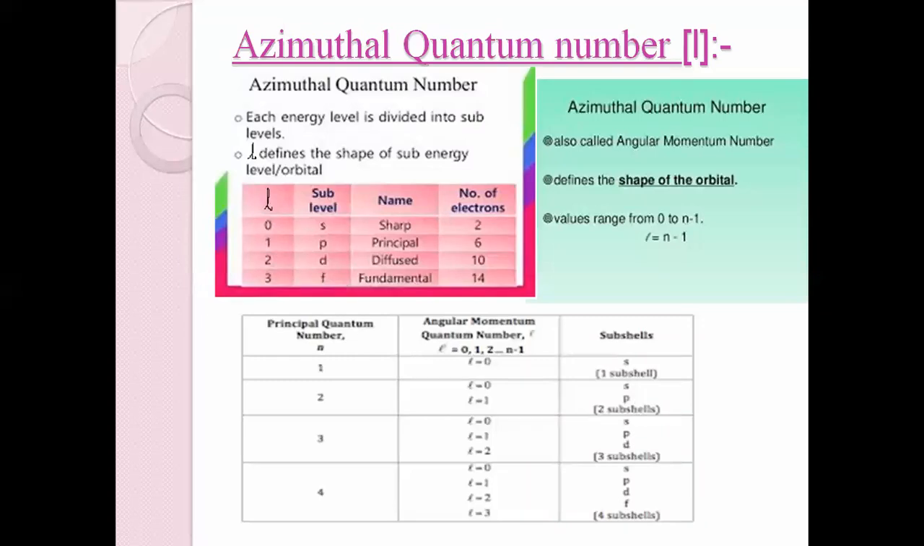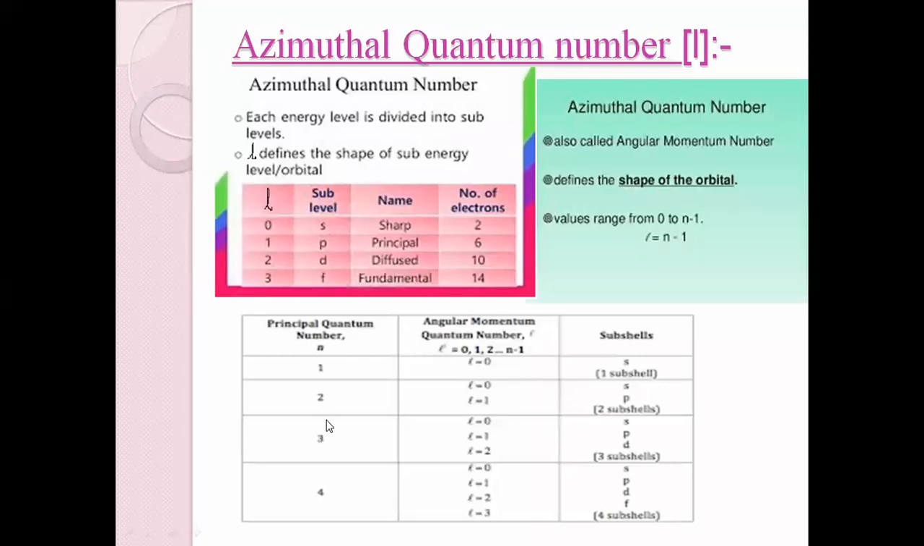So in short, if I tell you the main shell L जिसका प्रिंसिपल क्वांटम नंबर 2 है, वो मेन शेल में 2 सबशेल्स है. उन 2 सबशेल्स का नाम क्या है? उसका नाम है S और P. ठीक है. ये S कैसे हमें मिला? Because azimuthal quantum number L is equal to 0. 0 represents S, 1 represents the principal P subshell.